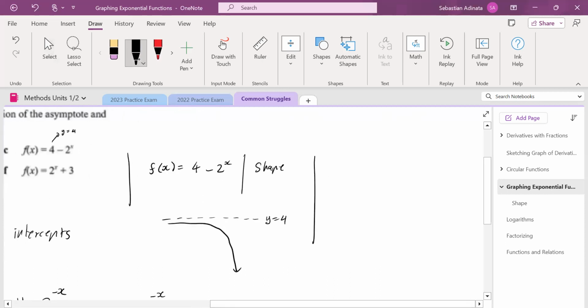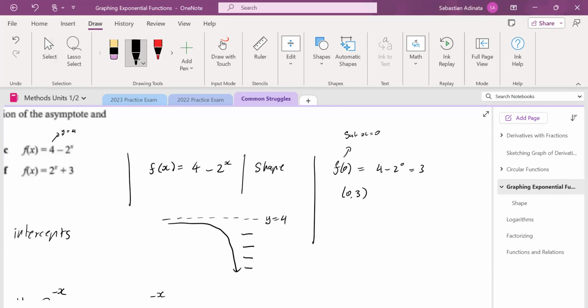So let's find the y-intercept. So f of 0, this basically says sub x equals 0. And that is 4 minus 2 to the 0 equals 3. So 0 and 3. So if this is 4, 3, 2, 1, 0, you can almost imagine like a little scale. So this is around 3. And this is where the x-axis goes. If you imagine 4, 3, 2, 1, 0, this is where the y-axis goes.